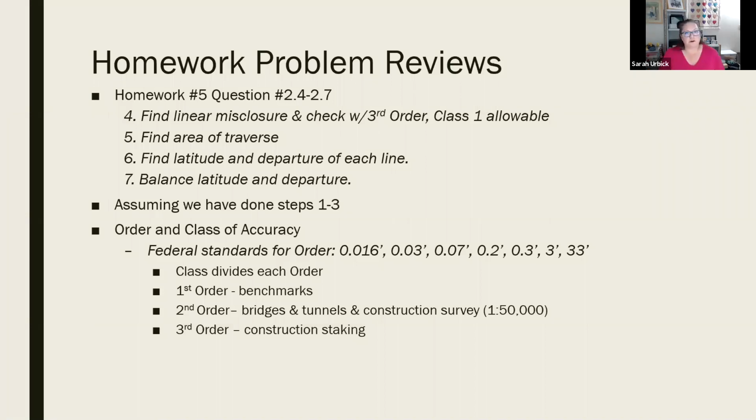Question 2 on homework 5, so the one you just turned in. Find linear misclosure and check with third order class 1 allowable. We're going to assume that we've got 1 through 3 done, right? And that was to sketch it out to scale. I didn't set you up for that one, so that's going to be a give me.